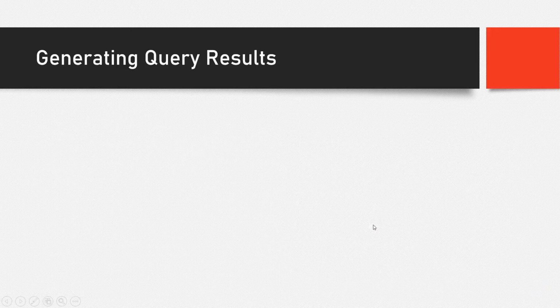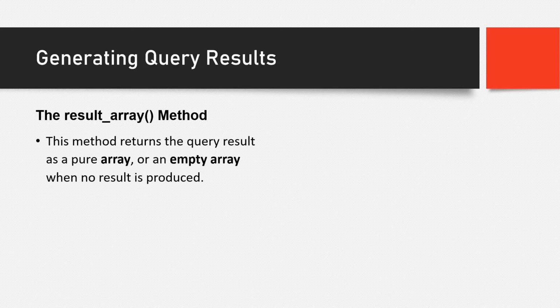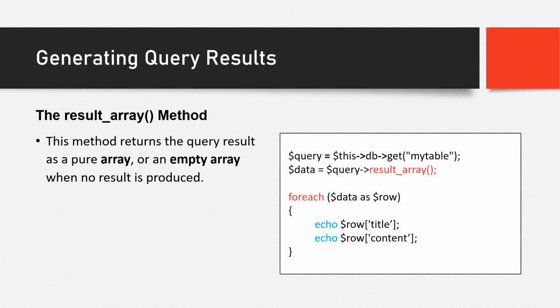Now, the second way is the result array method. This method returns a query result as a pure array or an empty array when no result is produced. Compared to the previous one, it's almost the same. The difference is, instead of using the result method, we use the result array method. And instead of using the arrow in retrieving the specific value of the field, we use the square bracket. So that's how we get the result coming from the database.